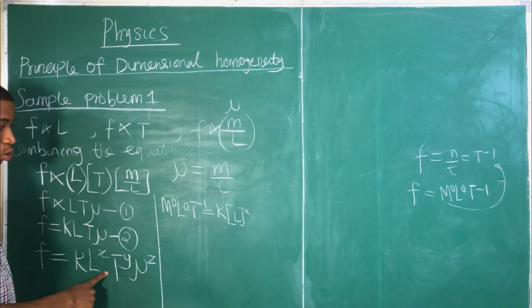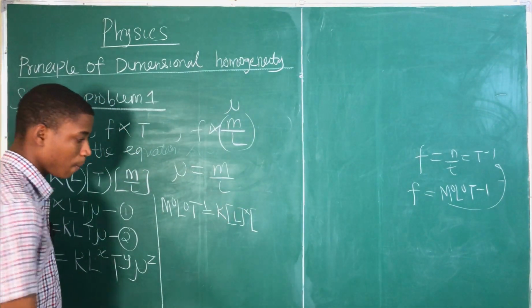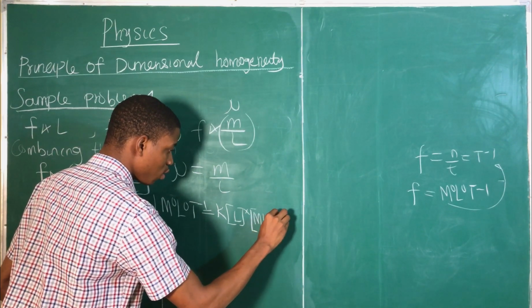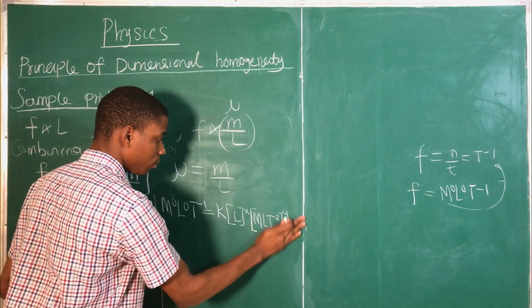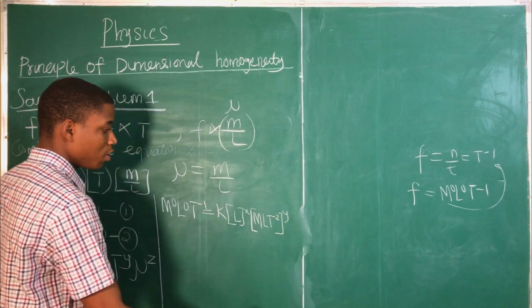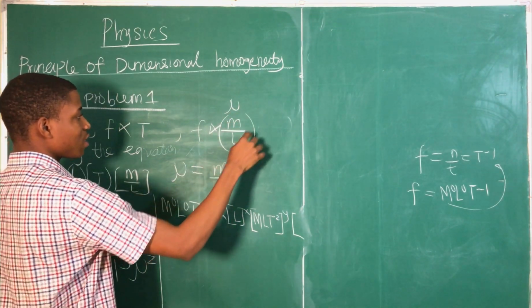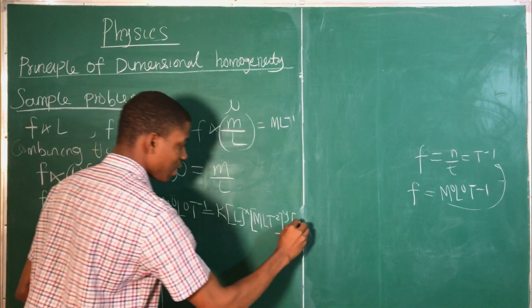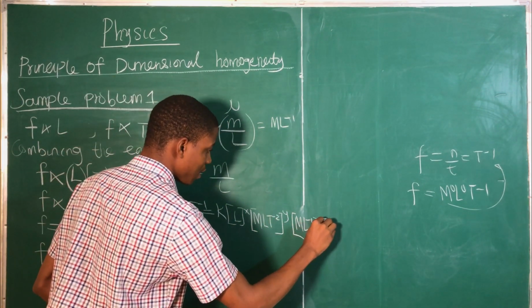The next one is tension. Tension is a force, right? So we have force as M L T^-2. We are assigning this the power Y. Now the next is mu, which is mass over length. Mass over length is M L^-1. So we assign this as M L^-1 raised to the power Z.